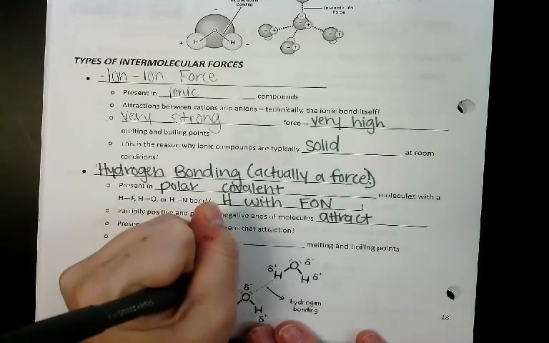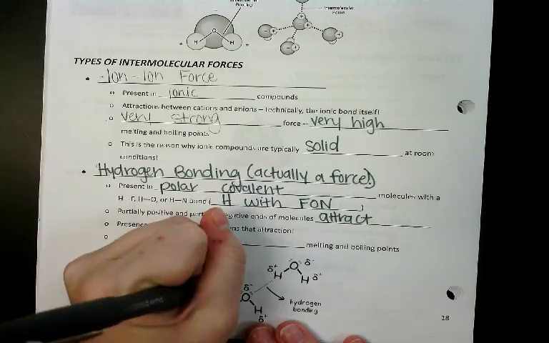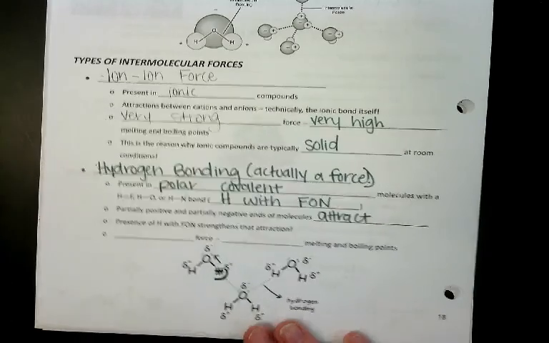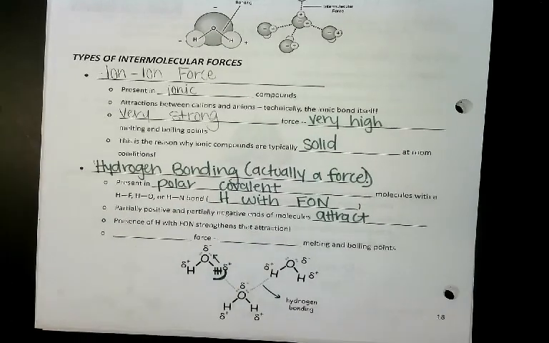Okay? So hydrogen has one proton, one electron, right? Well, when that electron gets pulled away from hydrogen to oxygen or fluorine or nitrogen, the other side of that hydrogen atom is an exposed proton, which gives you a really, really strong partial charge on that side. Okay? So the presence of hydrogen with fun strengthens that attraction. This is a strong force.